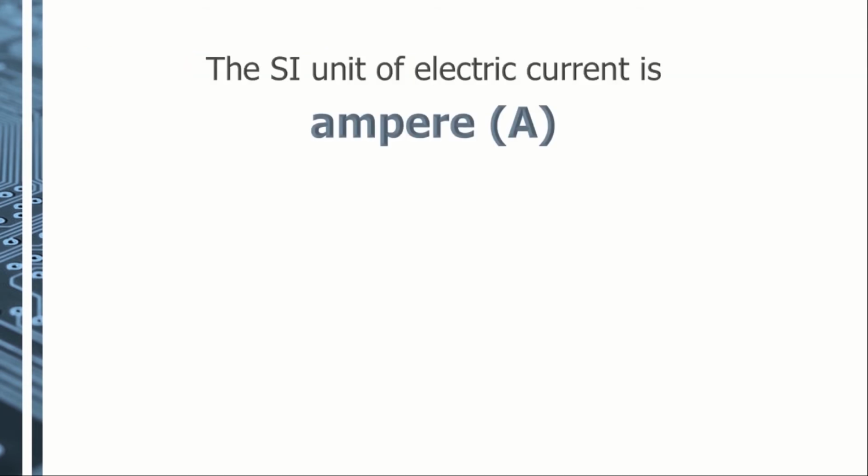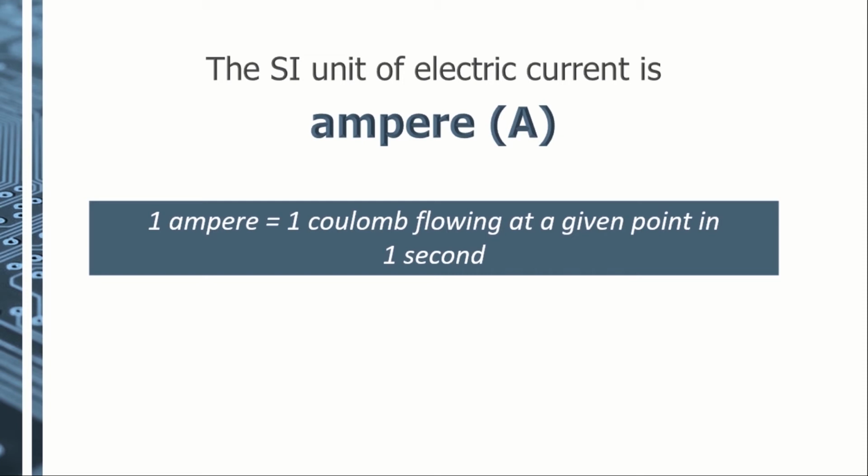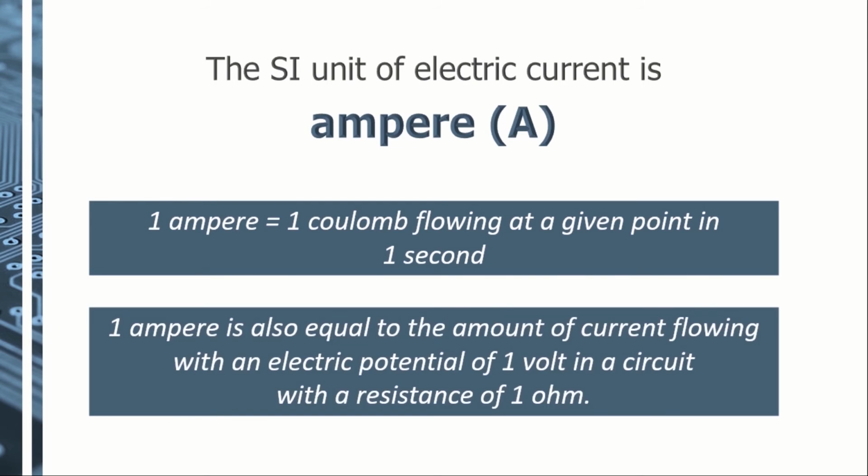Electric current is measured in the SI unit of ampere, with capital letter A as the symbol. 1 ampere is equal to 1 coulomb flowing at a given point in 1 second. That means that if 6 quintillion, 250 quadrillion electrons pass through a given point in a conductor for 1 second, that is equivalent to 1 ampere. 1 ampere is also equal to the amount of current flowing with an electric potential of 1 volt in a circuit with a resistance of 1 ohm.